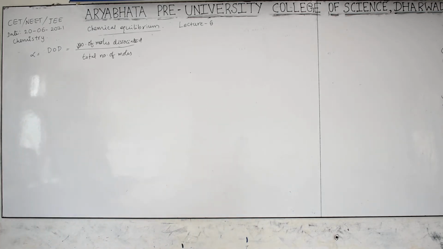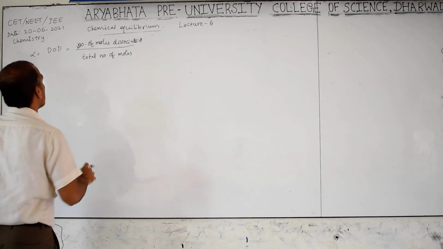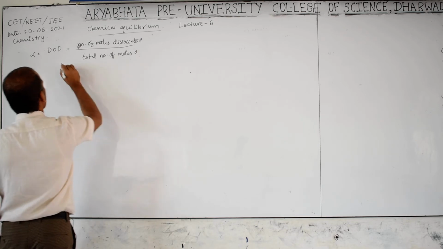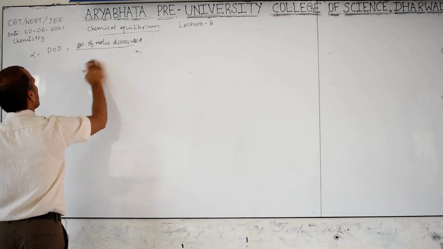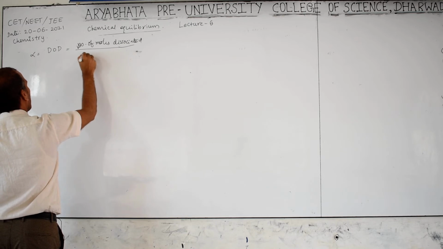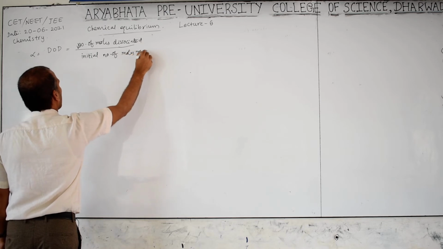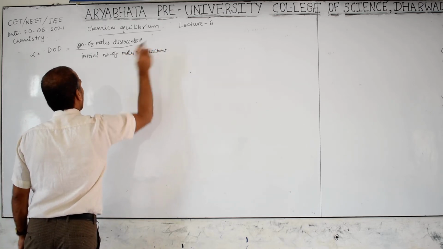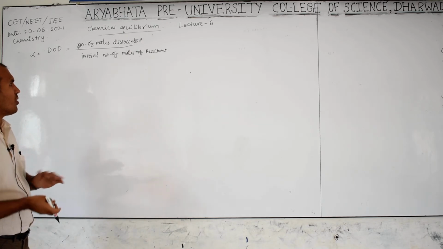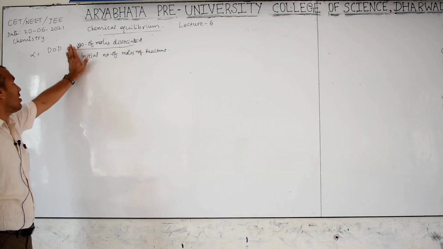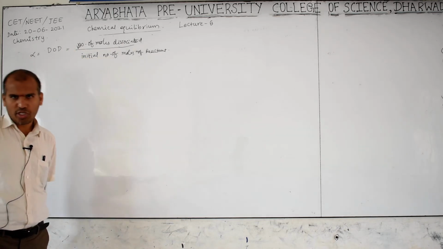With respect to this, many problems are there. You have to concentrate on this degree of dissociation, meaning number of moles dissociated by the initial number of moles of reactant. Otherwise you will be confused. If I do not write clearly, total number of moles, you will consider it at equilibrium also. Therefore you will get confused. This is the formula for alpha, degree of dissociation.